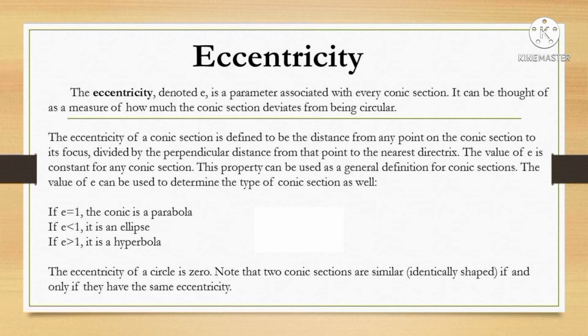The value of e can be used to determine the type of conic section. If e is equal to 1, the conic is a parabola. If e is less than 1, it is an ellipse. If e is greater than 1, it is a hyperbola. The eccentricity of a circle is 0. Note that 2 conic sections are similar, identically shaped, if and only if they have the same eccentricity.